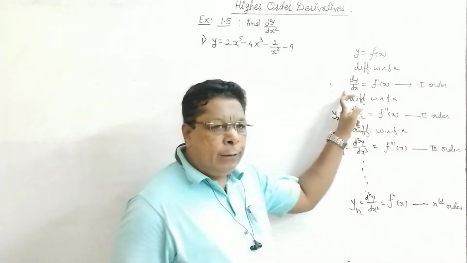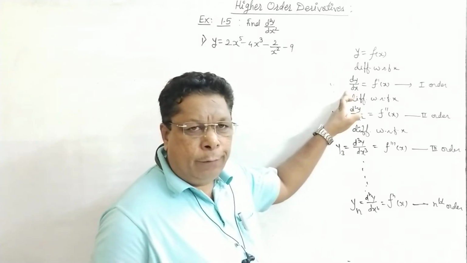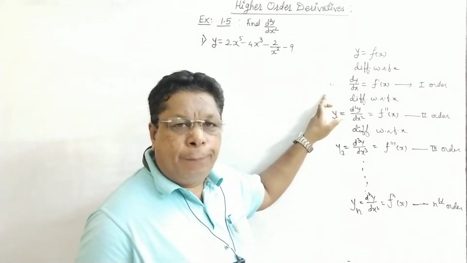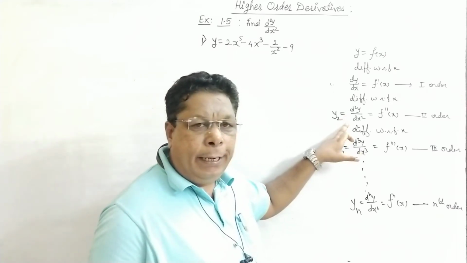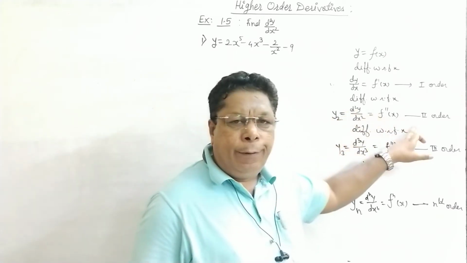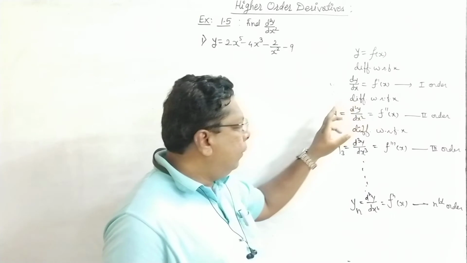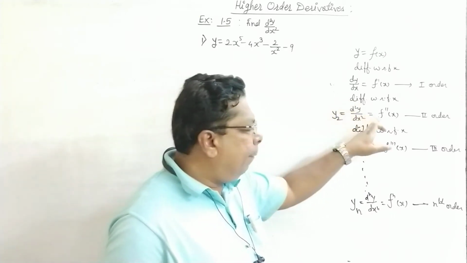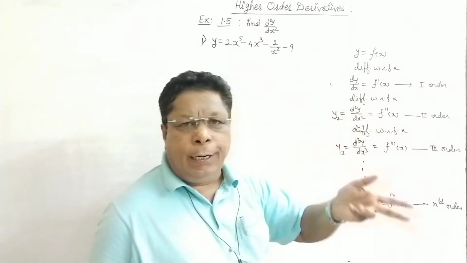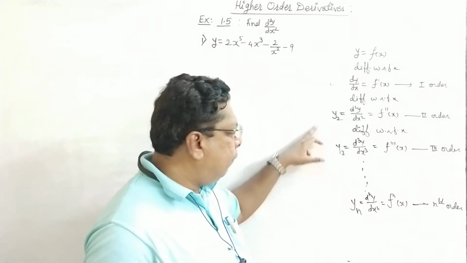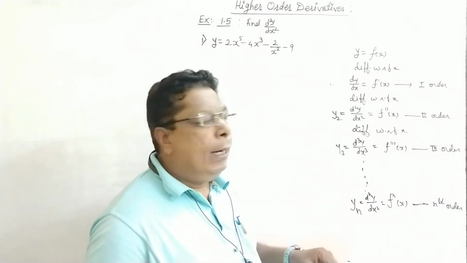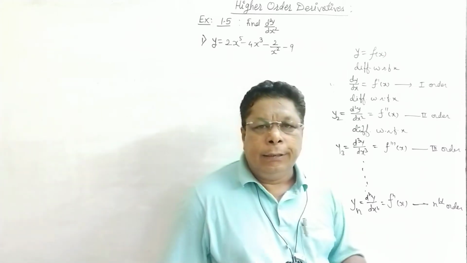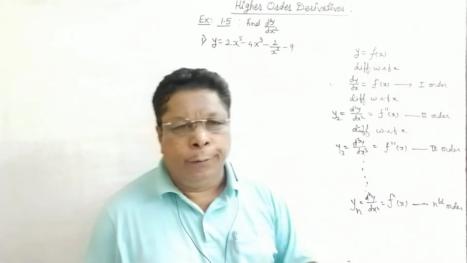dy by dx is the first order derivative of y with respect to x, also denoted as y1. d square y by dx square is the second order derivative of y with respect to x, which is also denoted as y2 or f double dash x. Similarly, y3 and yn. Today we are going to see exercise 1.5.